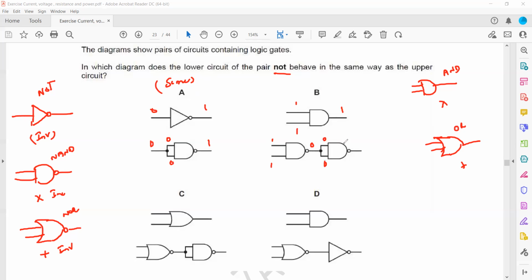Then this 0 and 0, again another NAND gate, 0 multiplied by 0 is 0, and then it passes through the inverter, it will make it 1. So when we check if both inputs are 1, the output is also 1 for both circuits, so it means B is also acting in the same manner.